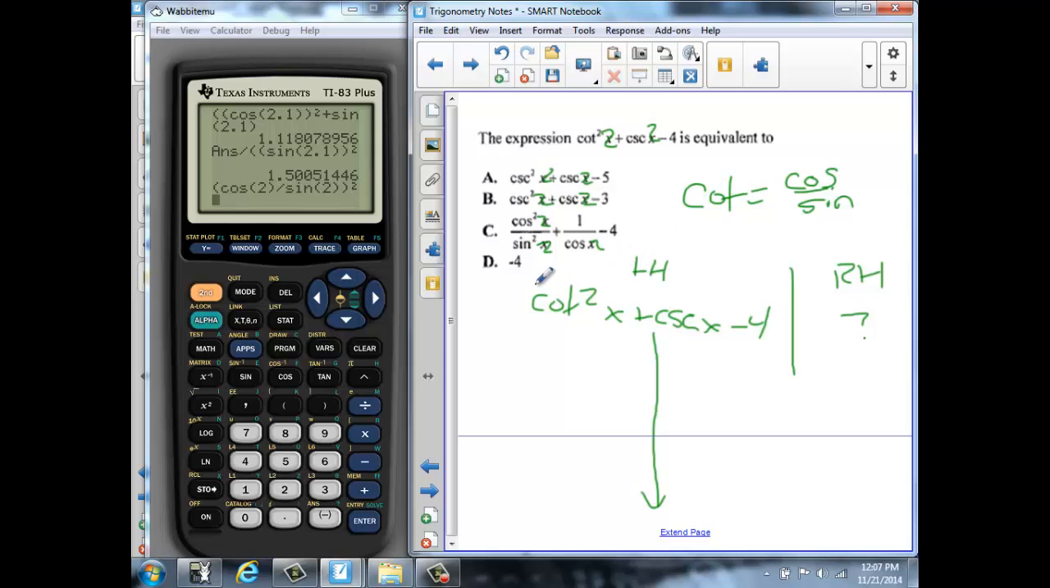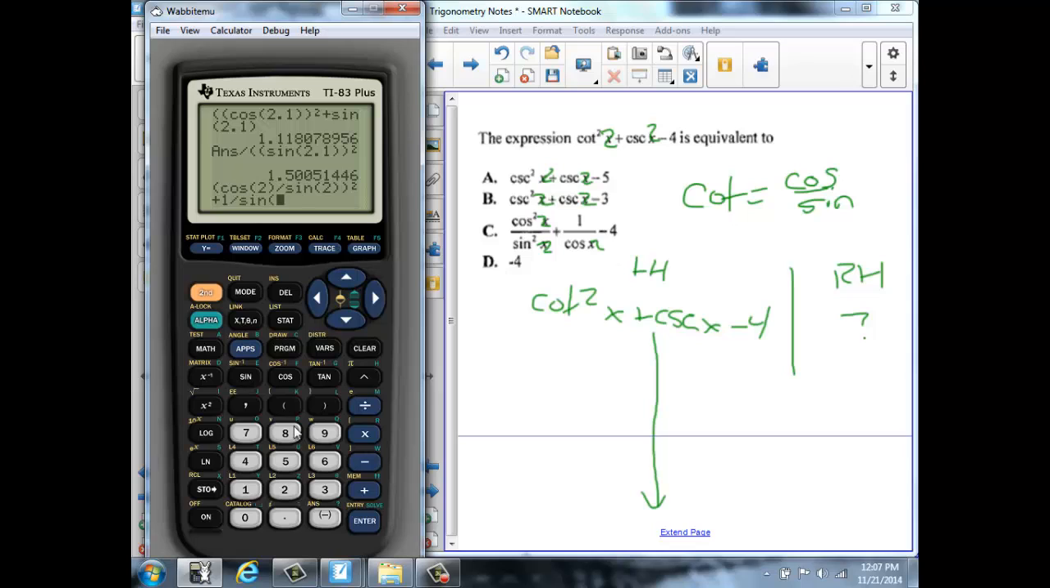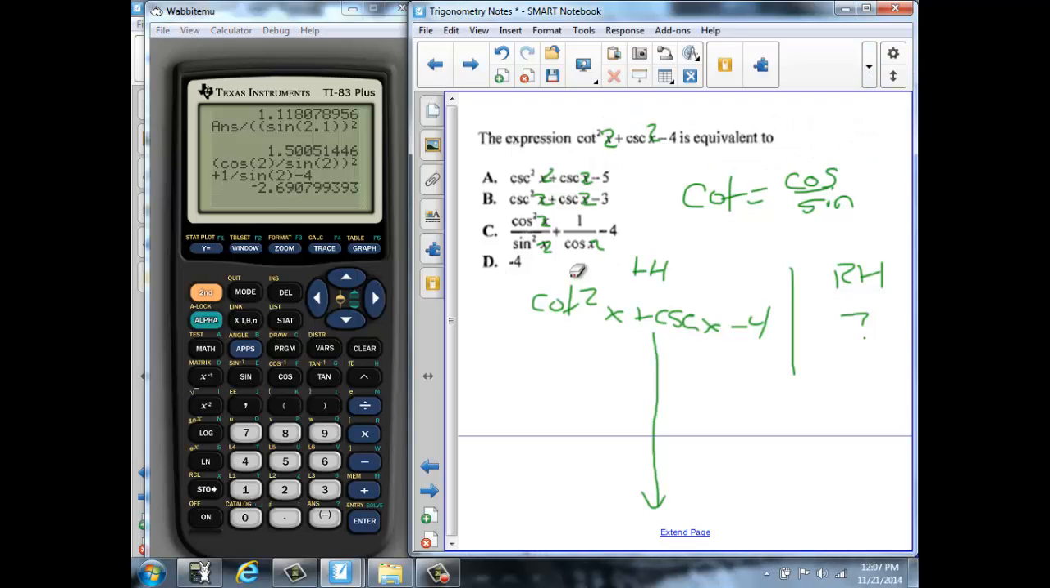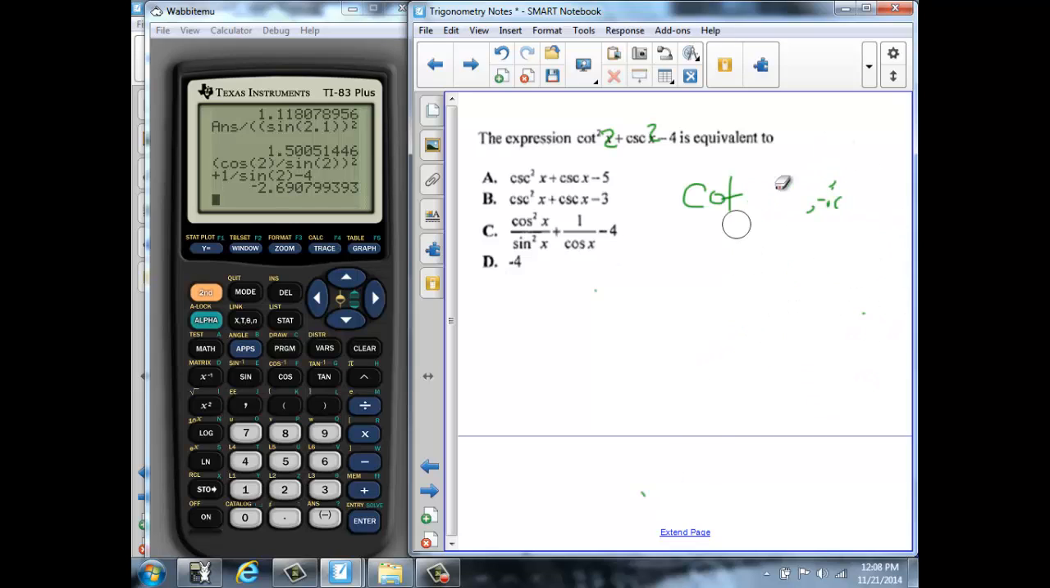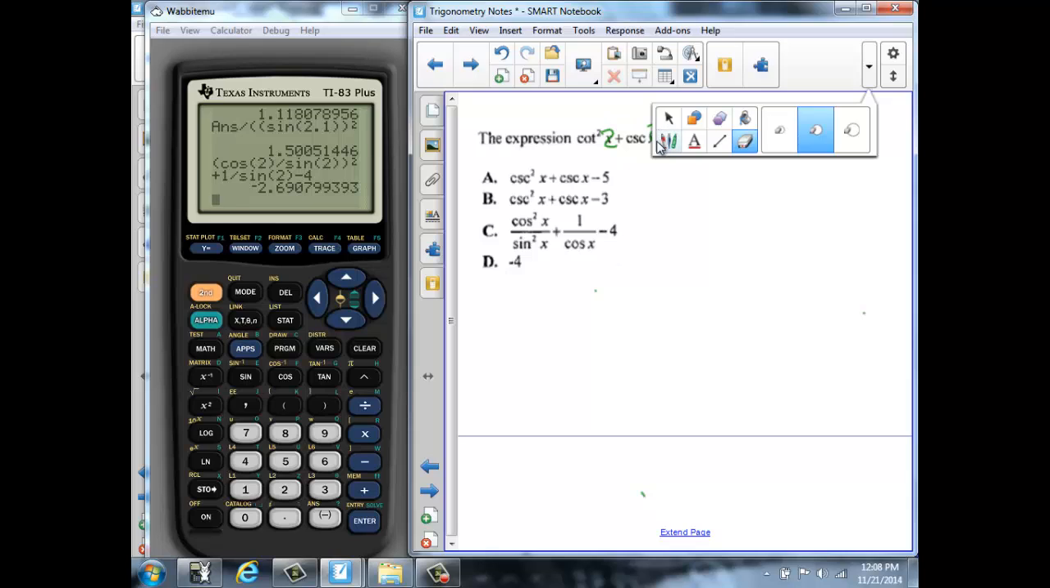It's a little weirder to do this step here. Okay, then when I want to do a cosecant, that's going to be 1 divided by sine of 2 minus 4. So I'm going to look for an answer that is negative 2.69, apparently. Did you guys get the same thing, or did I mess up? I got negative 2.69. So based on that, I can already rule out number 4, or D, negative 4, because this thing does not seem to consistently equal negative 4, so that one's out.